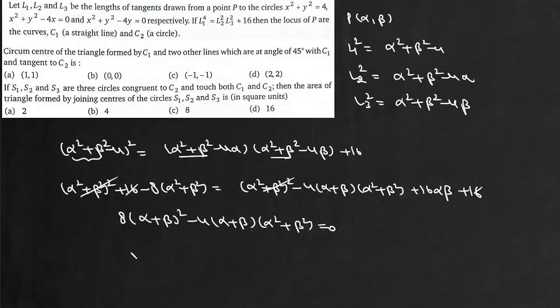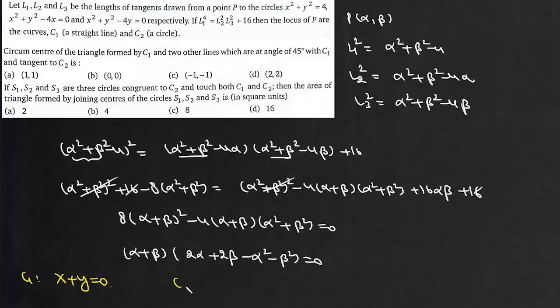And here we'll take 4 common. Then we can write alpha plus beta into 2 alpha plus 2 beta minus alpha square minus beta square equals to 0. So the required locus is either this straight line x plus y equals to 0, which is given as this curve C1, or this circle C2, which is x square plus y square minus 2x minus 2y equals 0.